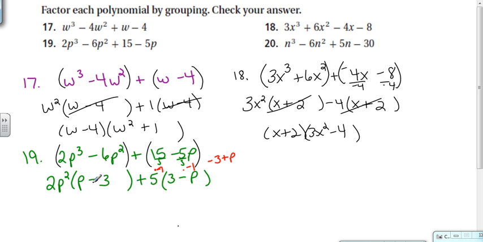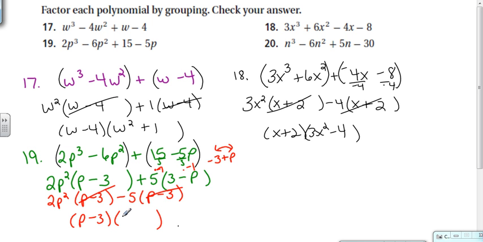Which still doesn't look like p minus 3, but I can switch the order of these two and say that's p minus 3. So what I get down to is 2p squared, p minus 3. 5 times negative 1 is negative 5. And then I can switch the order of these and write p minus 3. So basically, I switched the signs on everything after the plus sign, because two negatives negate each other. Now I have matching parentheses, so they have in common the p minus 3. If I divide out the p minus 3, I'm left with 2p squared minus 5.